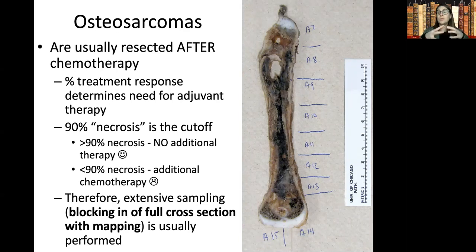So this is the reason we would like really extensive sampling and full sectioning of those bones, because as I said, the tumor can be only focally viable, can be very heterogeneous. You want to look for fleshy areas as potential viable tumor. So don't just make one cross section and leave the rest go. Again, always fully evaluate all components of that bone.